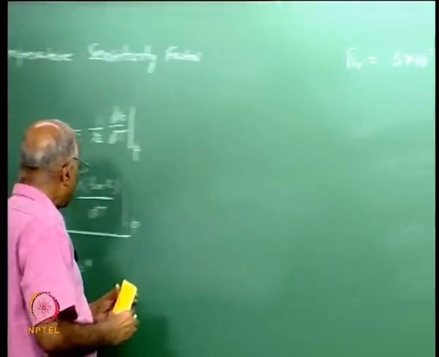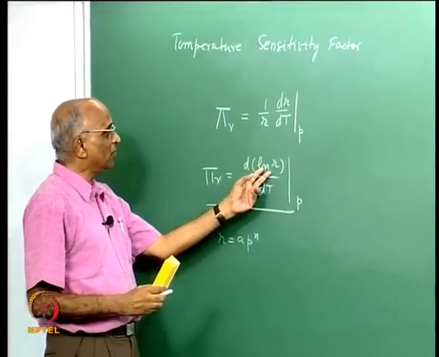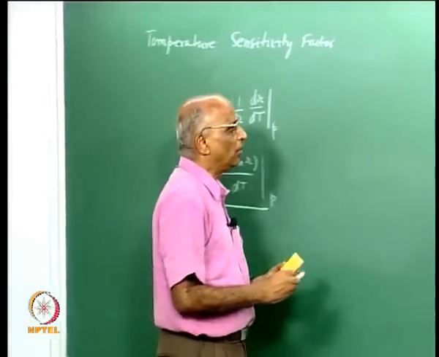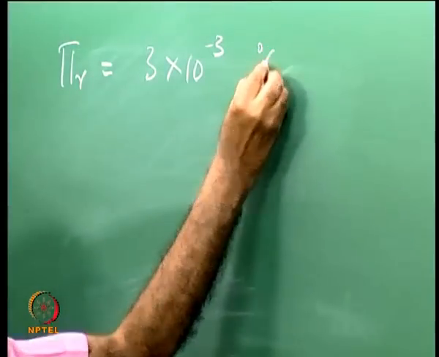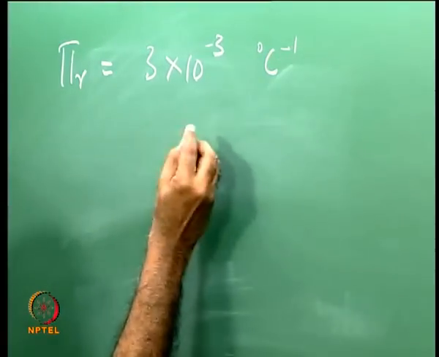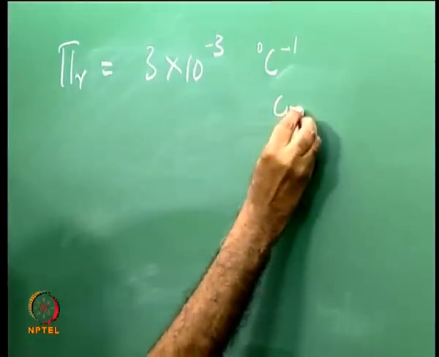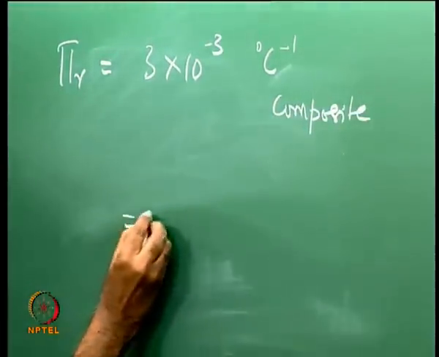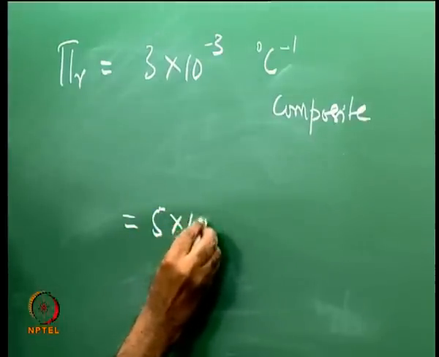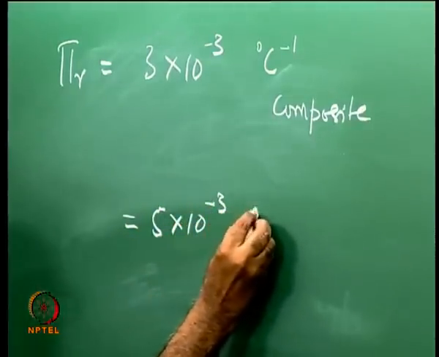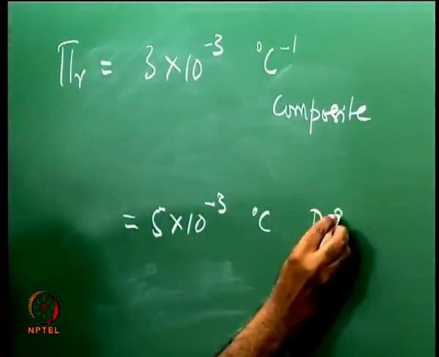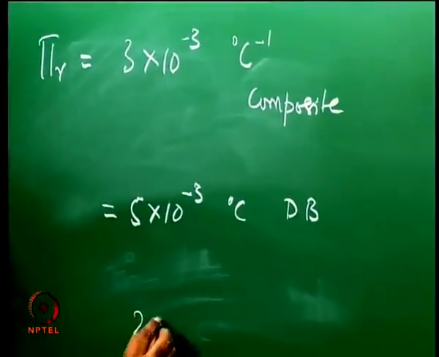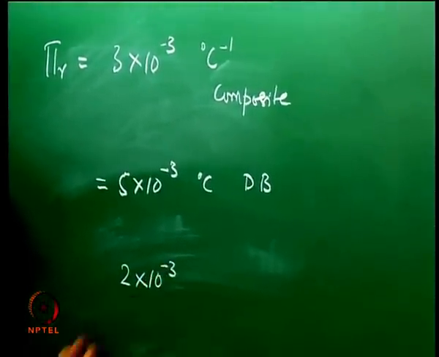What should be the units? Well, ln R has no units, dr units cancel, it is only dt, therefore degree centigrade inverse. For 3 into 10 to the power 3, for typically for most composite propellants, this is equal to something like 5 into 10 to the power minus 3 degree centigrade inverse for double base propellants. And for HMX based propellants it is even lower, it is 2 into 10 to the power minus 3.